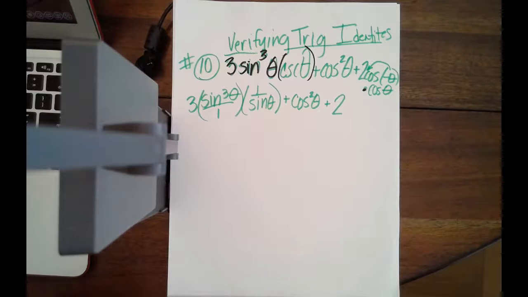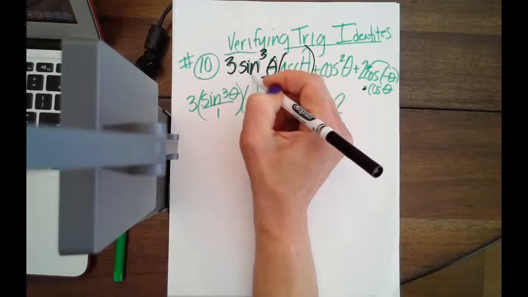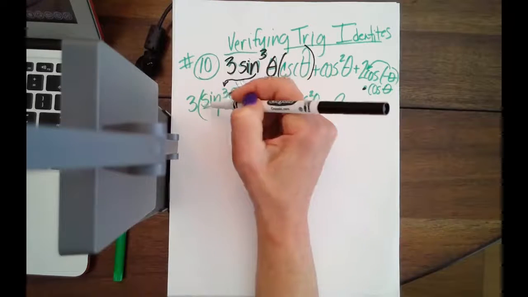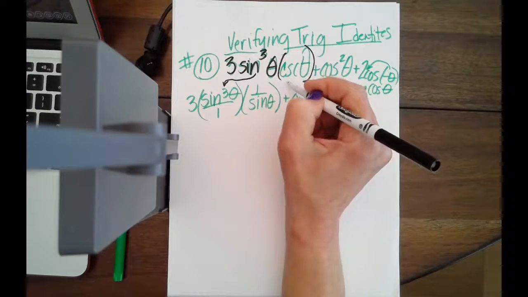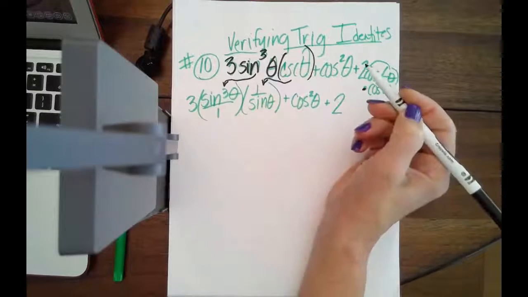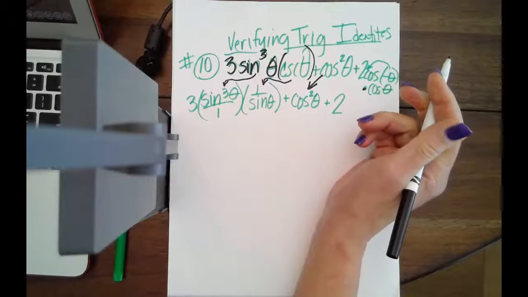Alright, I'm going to go ahead and start converting things into terms of sine and cosine. So I'm going to take this term and put it over 1. So it's 3 times sine cubed of theta, and I'm going to convert cosecant theta to 1 over sine of theta. Then I'm going to bring down my cosine squared, so it's plus cosine squared theta.